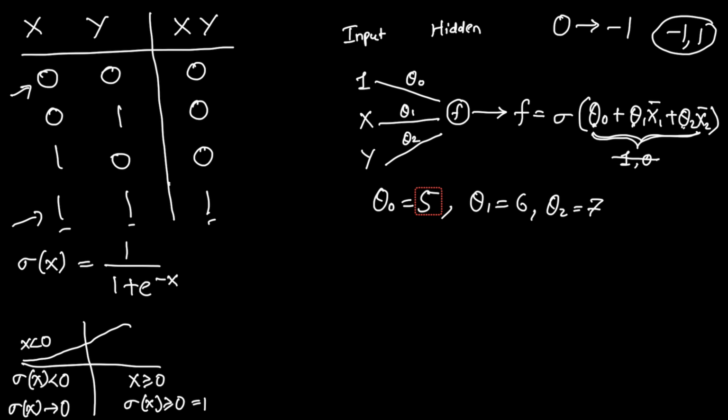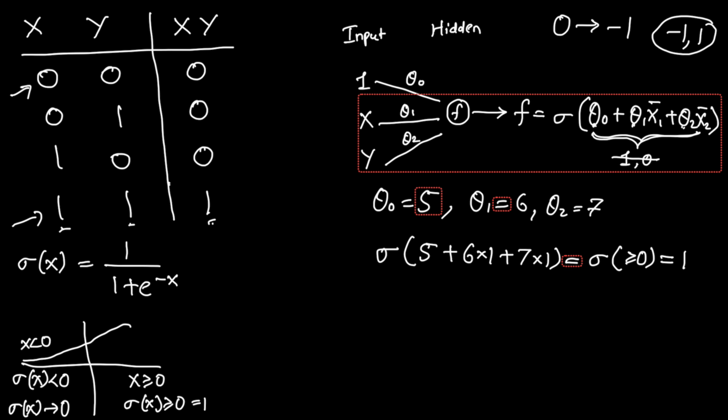So if I give this 1 1 1, so if I put it here, it would be sigma of 5 plus 6 times 1 plus 7 times 1, which would be sigma of a positive number, right? And this would basically give 1. So for this input combination, these weights actually work. But does it work for this combination as well?